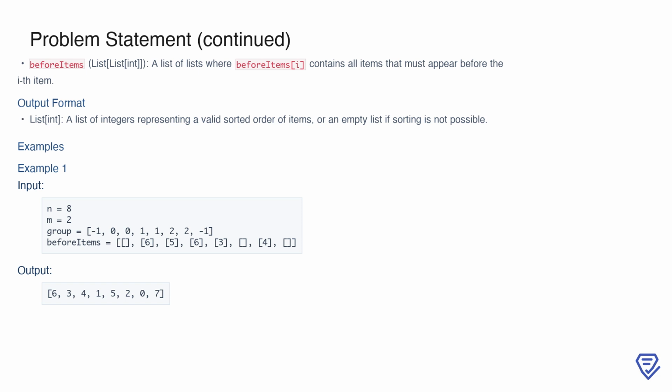For example, consider the input with 8 items in 2 groups. The group array specifies the group membership of each item, while the beforeItems array defines the dependencies. A valid output for this input might be 6, 3, 4, 1, 5, 2, 0, 7, which satisfies both the group contiguity and dependency conditions.